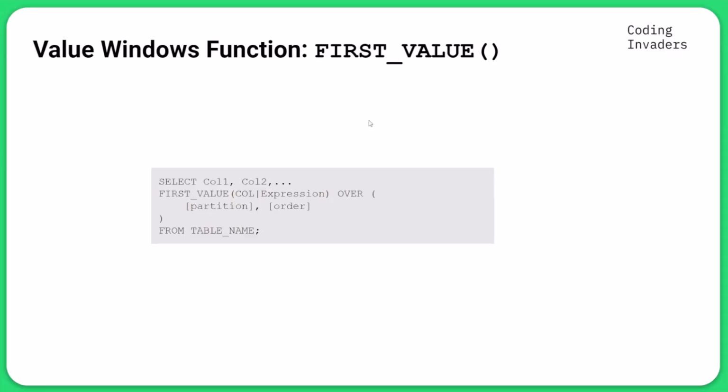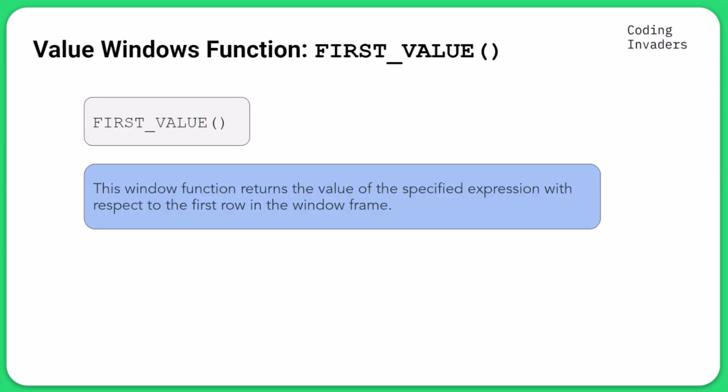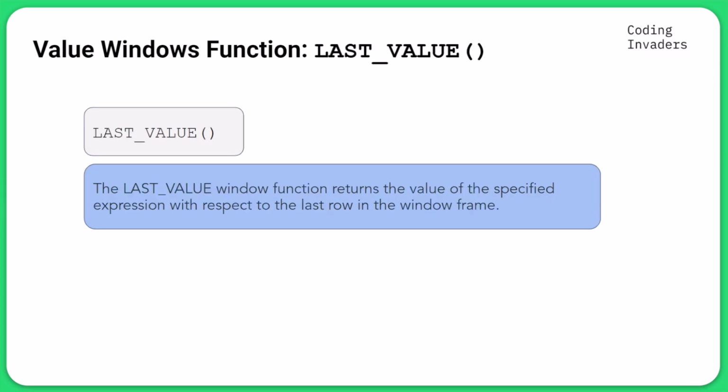So we looked at this syntax where we selected all the columns, and then we have the first value function. Again, the function took the column name. We don't have any offset here because by default it will look at the first value of the partition. So this was about the first value function, which returned the first value of a specified column or expression within a window. Now let's look at the last value function.